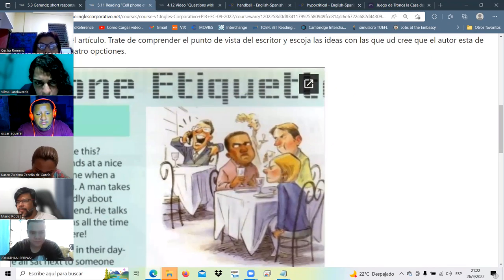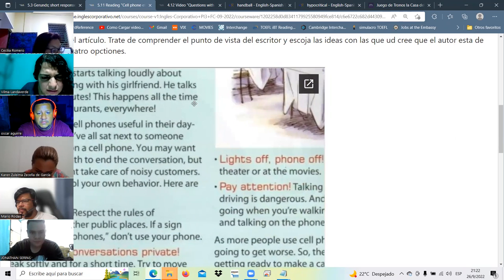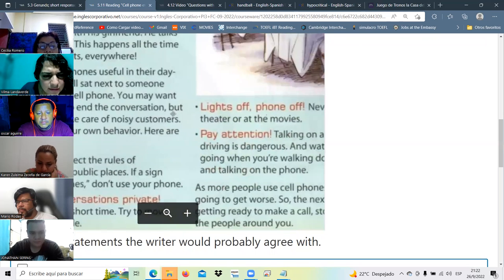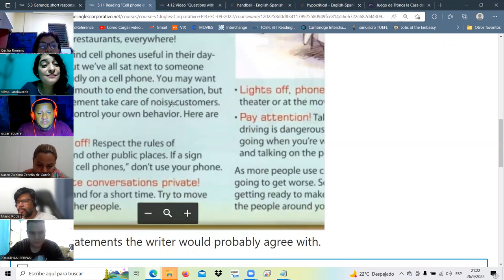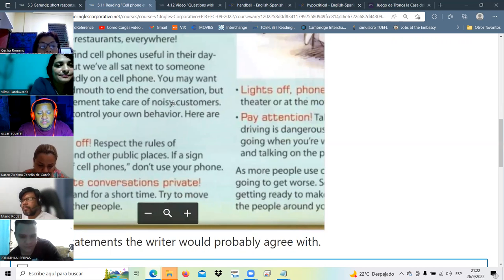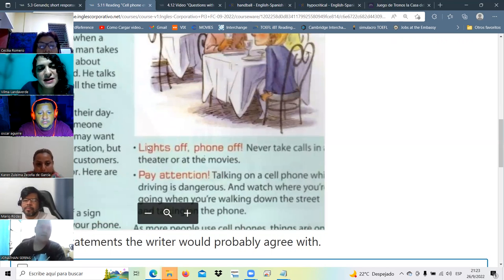Try to move. It doesn't have a period, right? Wait for me. Here I think. Try to move away from other people. Okay, try to move away from other people. All right, thank you. Continue reading this part.